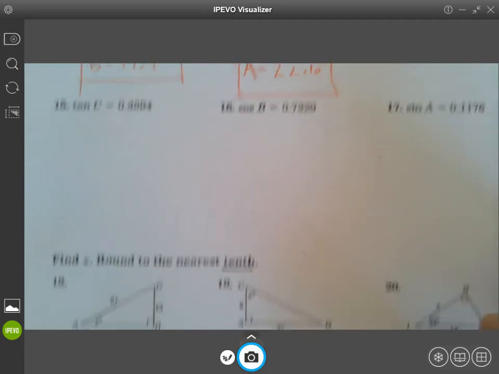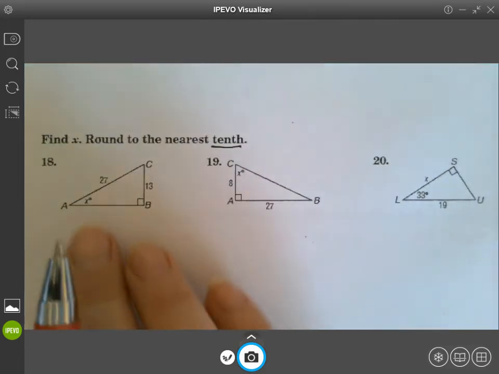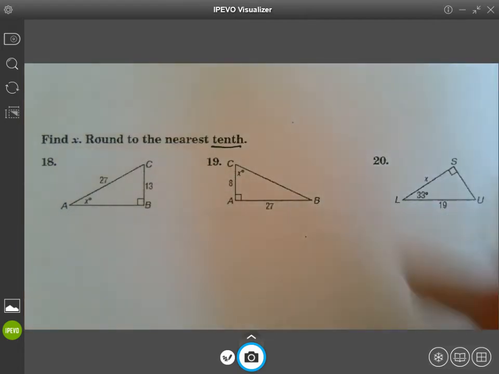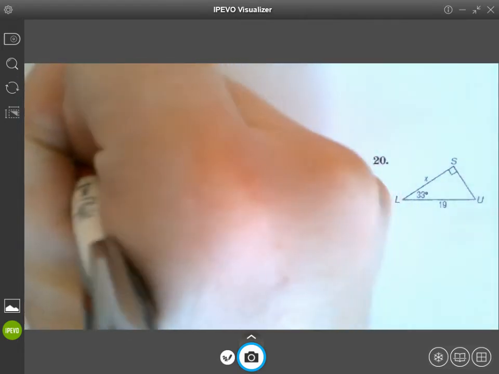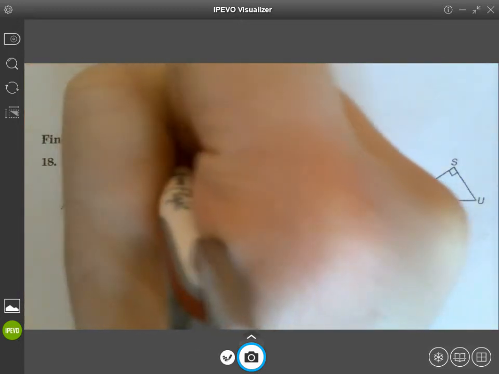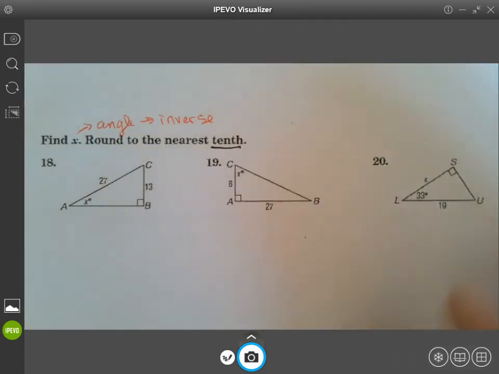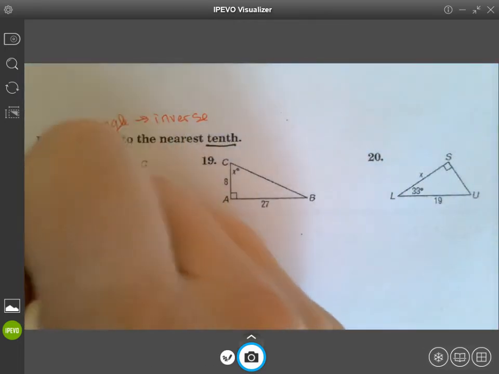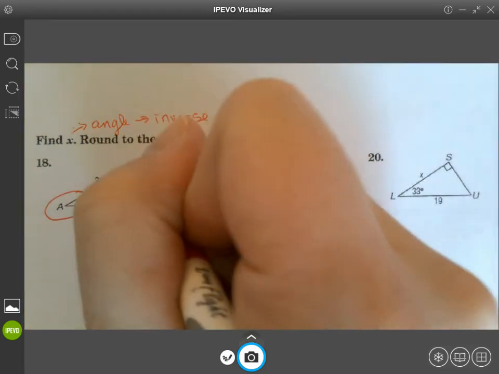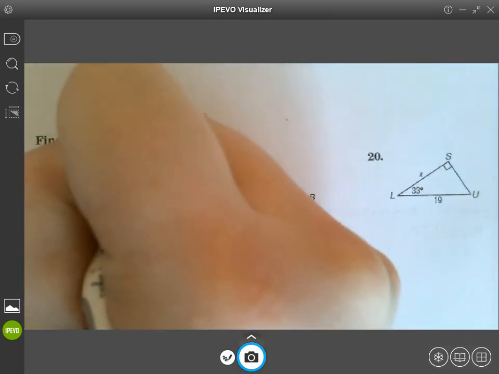Now, go down to the last section. Find x to the nearest tenth. What is x? X is an angle, isn't it? So anytime I'm looking for a missing angle, since x is an angle, I'm going to use my inverse functions. Okay, so look at the first one. Circle angle A. That's what we're looking for, x. And let's label this. This is the opposite, this is the adjacent, and this is the hypotenuse.